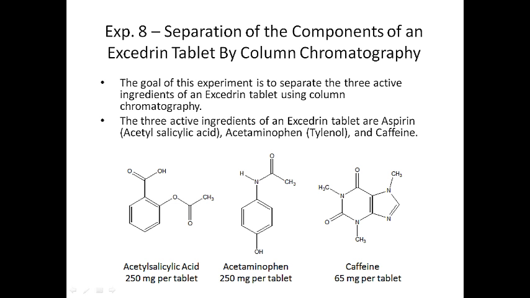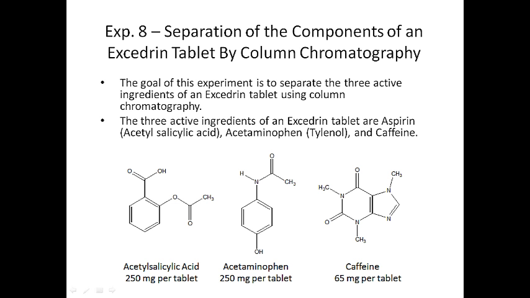So column chromatography is a typical way that people will purify or separate components and purify the product of a reaction. In this case, our goal is going to be the same as it was in Experiment 7: to separate acetylsalicylic acid, acetaminophen, and caffeine that are found in an Excedrin tablet. We're going to do this by column chromatography.